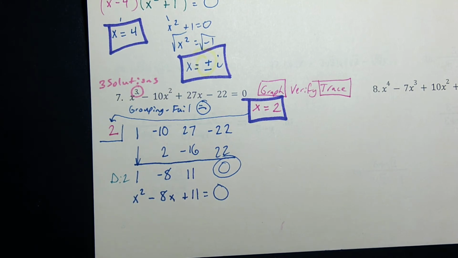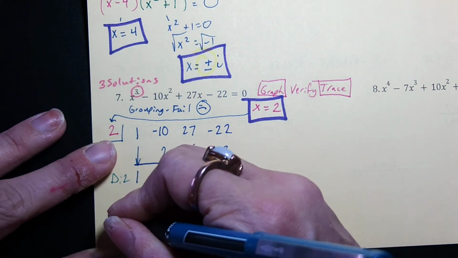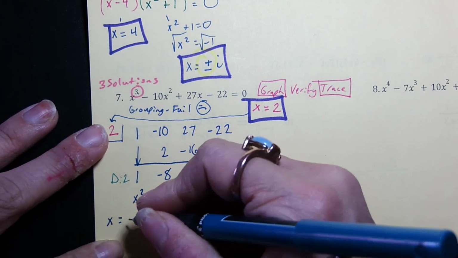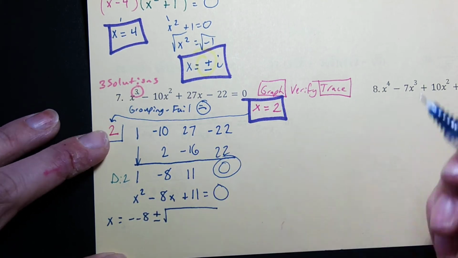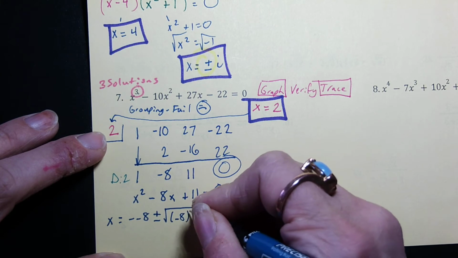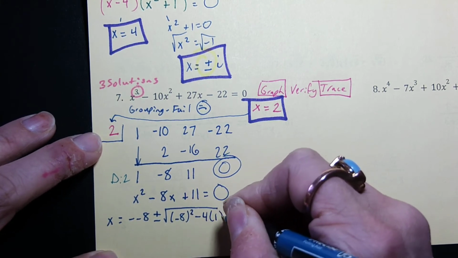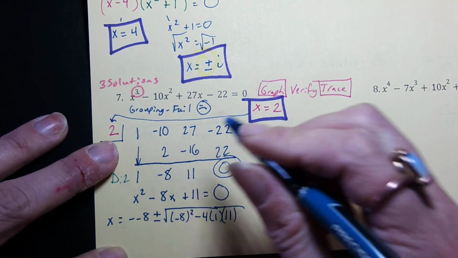Can I factor that? We can try, but product of 11 sum of negative 8, that doesn't work. So what do we do when we encounter a quadratic that we can't factor? Oh, it's quadratic formula time. You guys ready to sing? Quadratic formula is negative b, negative 8, plus or minus the square root of b squared. Don't forget your parentheses. Minus 4, 1, 11, all over 2a.